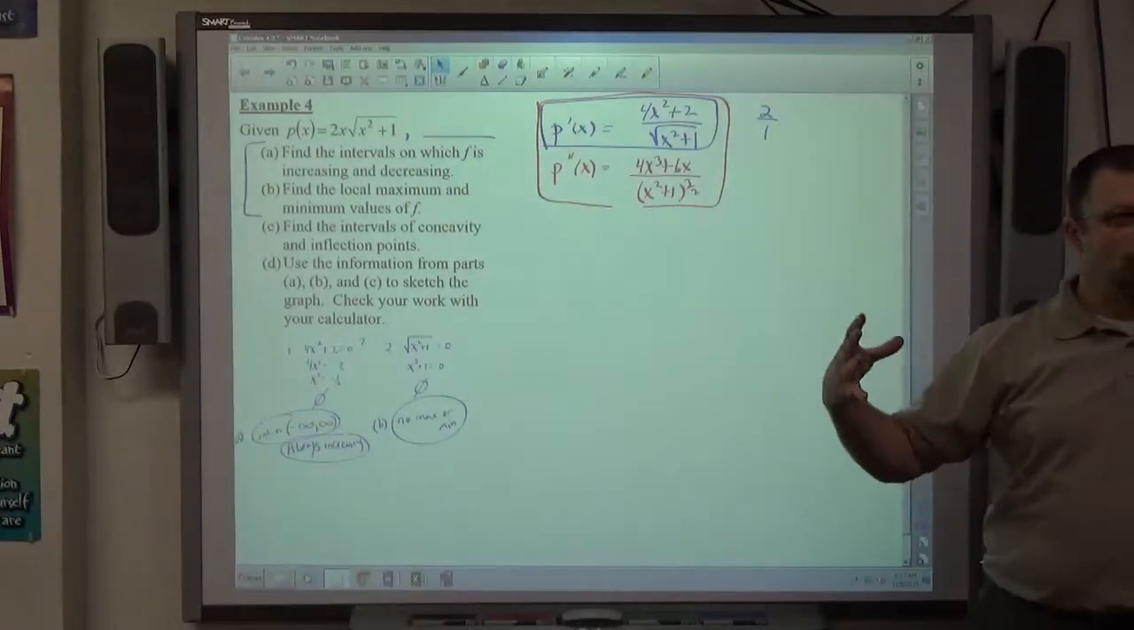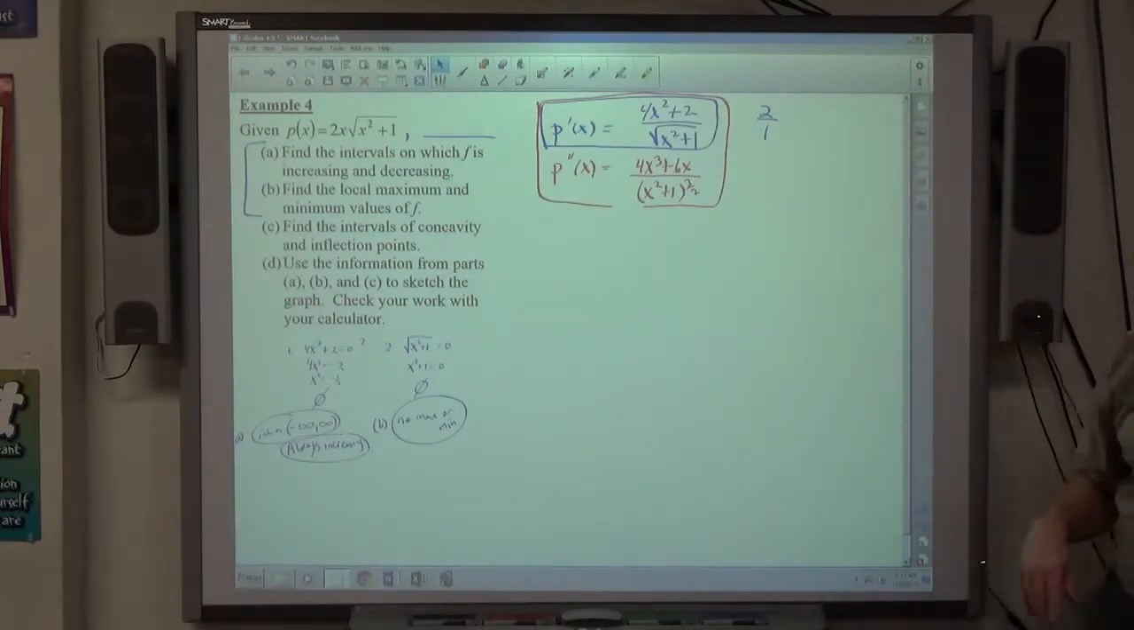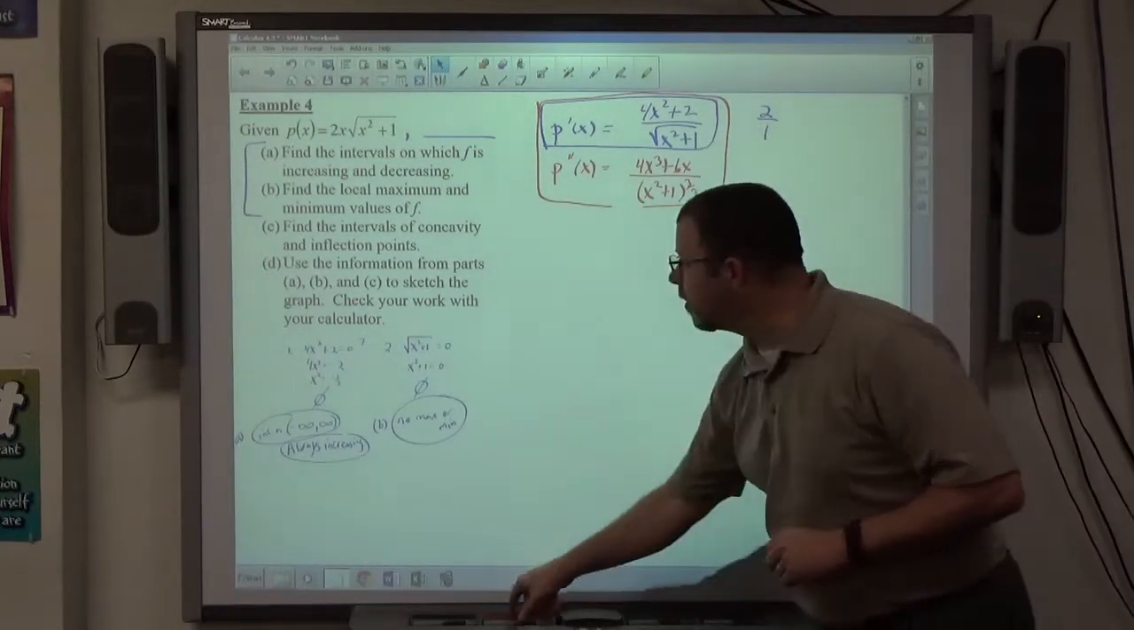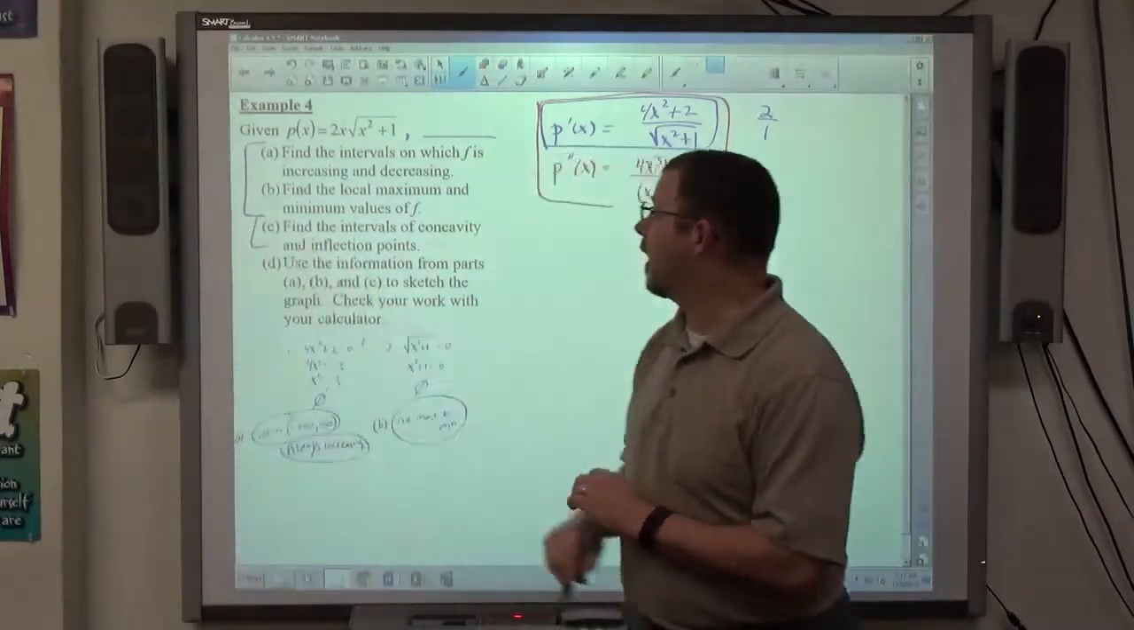You just take all the work and you shrink it down into a small little box and slide it over there out of the way. Moving on to second derivative, that will be question C. Intervals of concavity and inflection point.